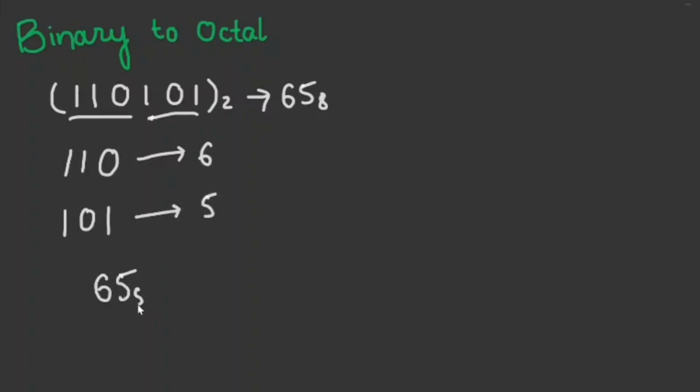And what if our number of digits are not exactly divisible by 3? What if we have 5 digits or 4 digits? So let's also look at an example for that. Let's take this number. And just start from what we did in the previous example.